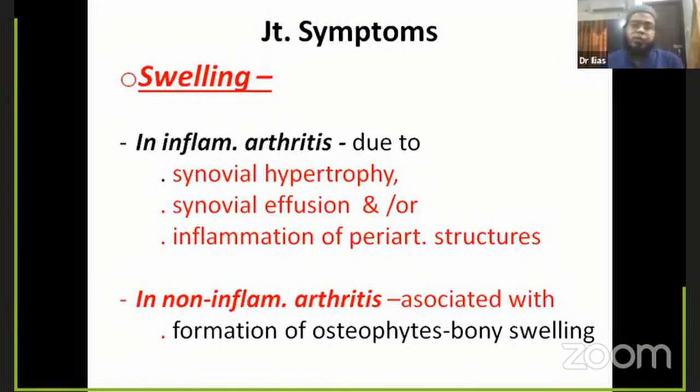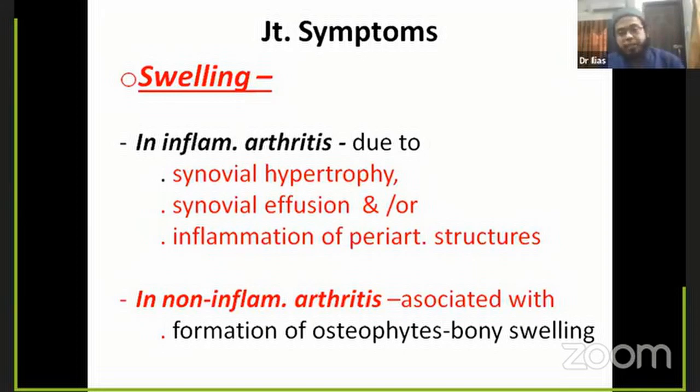Another symptom of joint pain is swelling. The swelling happens due to synovitis, or synovial effusion, or inflammation of the periarticular structures like bursitis, or in case of septic arthritis, the patient might have this kind of inflammatory arthritis along with the swelling. And sometimes this kind of swelling might be found in non-inflammatory arthritis, and that will be associated with bony nodular formation.